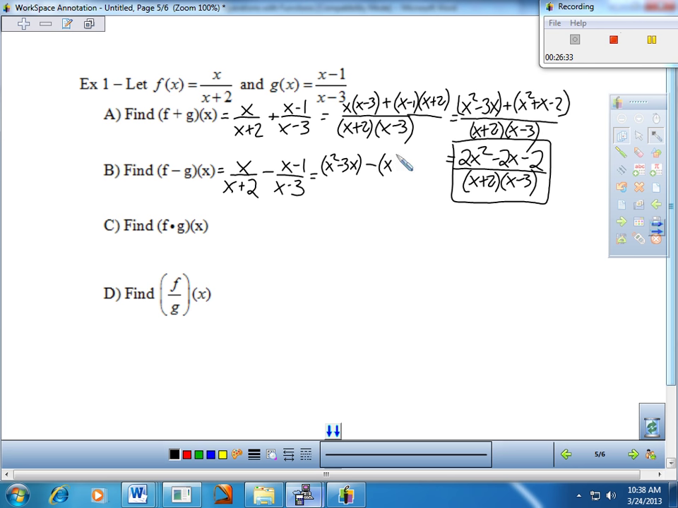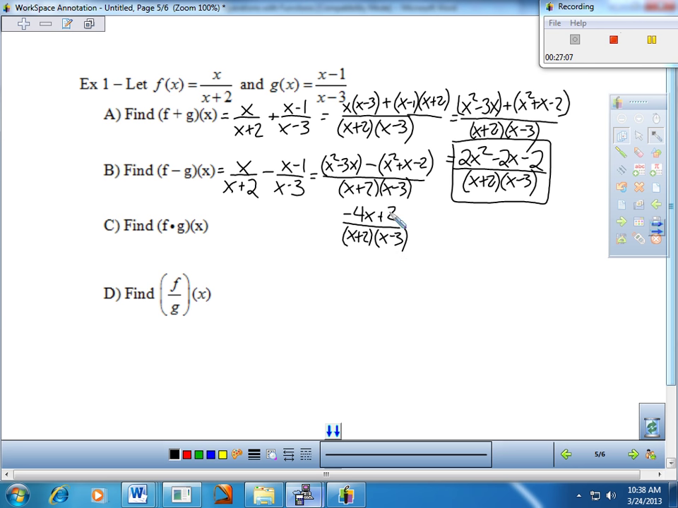So I'll go ahead and do that, plus x and minus 2. And that's, of course, over that common denominator, which was x plus 2, x minus 3. All righty, very cool. This shouldn't be too bad. X squared minus x squared does cancel. Just be careful. Negative 3x minus x is negative 4x. And minus a negative 2, or kind of a 0 minus negative 2, is plus 2. And over x plus 2 and x minus 3.